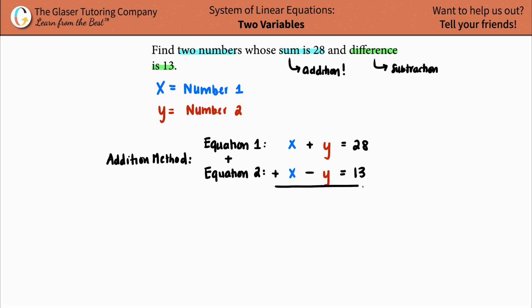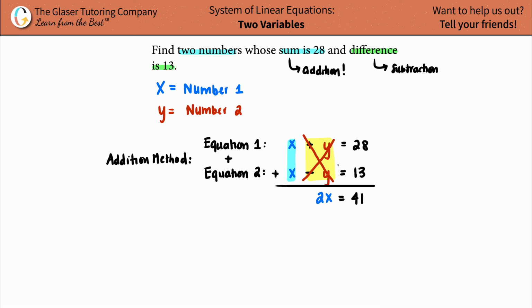If I add these two together, the plus y and the minus y, they go bye-bye. And now I have x plus x. So how many x's do I have? I have 2 x's. And this will equal, well, let's see, 28 plus 13. We got 41. That looks good to me, right?